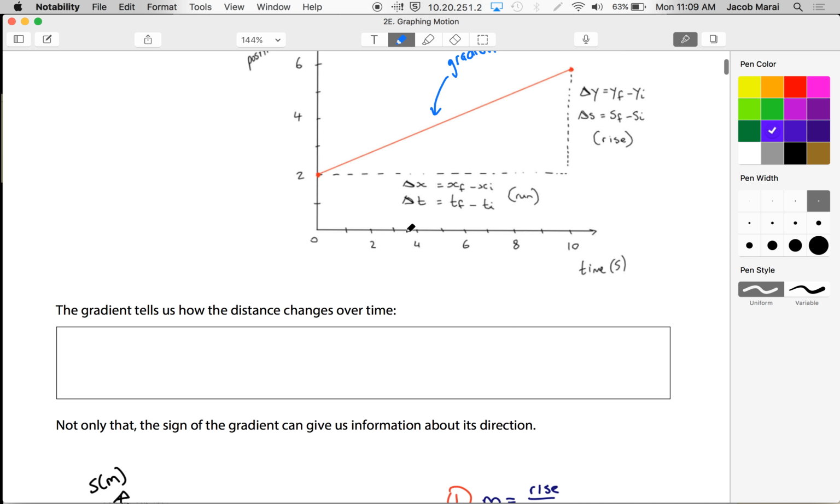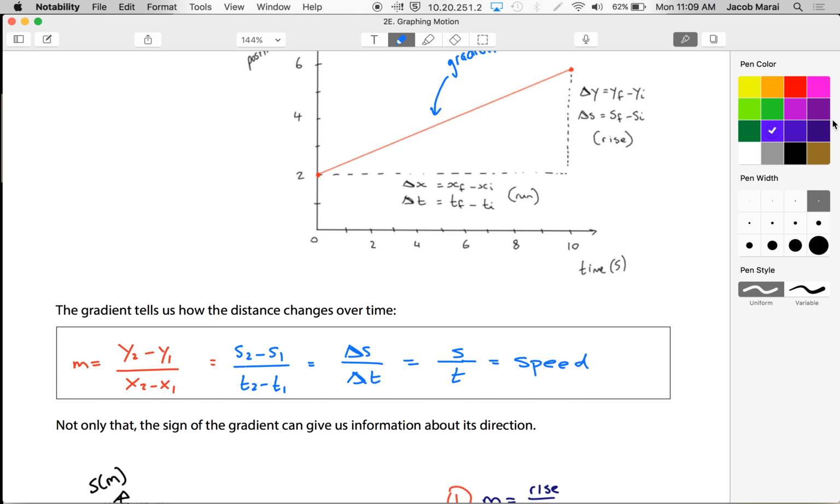Okay? So, let's just throw down. Let's start off in maths mode. So we'll go, what was maths mode, red or blue? I think red. We'll go m equals y2 take y1 over x2 take x1. Now let's chuck it into the context of S2 take S1 over T2 take T1 equals delta S over delta T. So simply put, the gradient gives us the speed of an object.